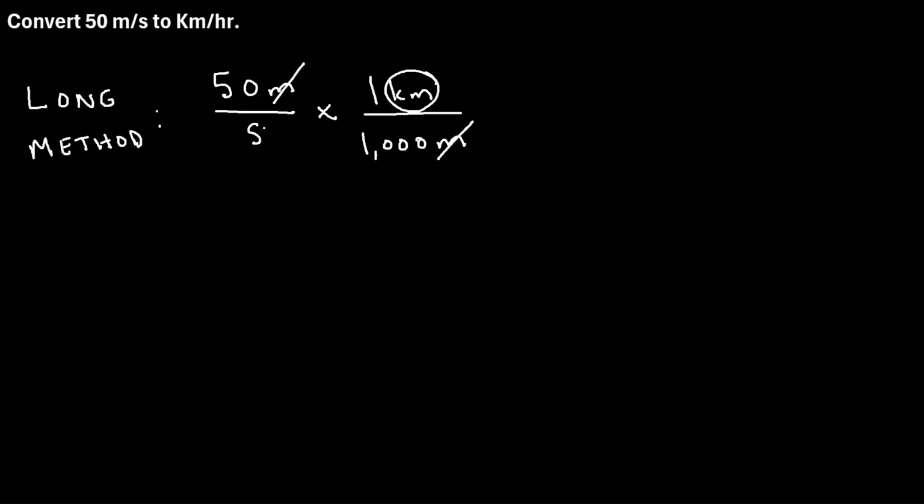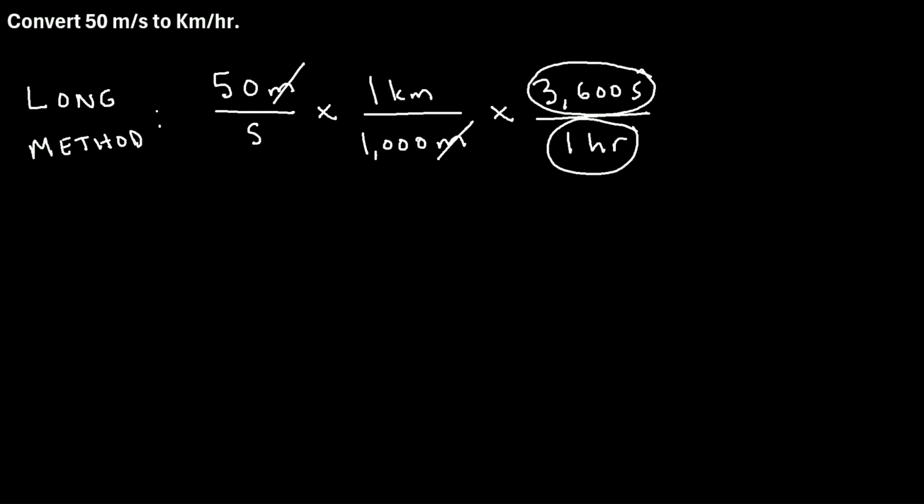So right now we have kilometers per second, but we want kilometers per hour. Now we need to figure out how to cancel out these seconds right here. There are 3,600 seconds in an hour. So we're going to multiply 3,600 seconds divided by 1 hour. And again, 3,600 seconds is the same as 1 hour, so we're just multiplying by 1 basically. We're not changing the amount at all. But we'll notice when we do this, these seconds in the denominator will cancel out with these seconds in the numerator, and what we'll be left with is just kilometers per hour.